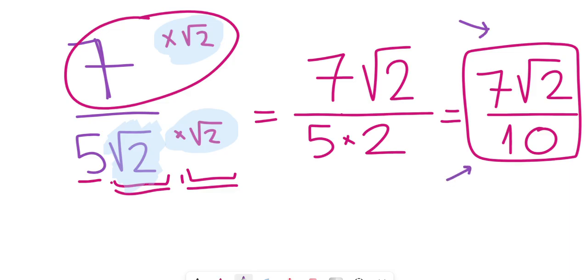We have a radical in the numerator, but that's okay, we don't care about that. So a radical in the numerator is allowed. There is no problem with that. Alright, let's have one more example.